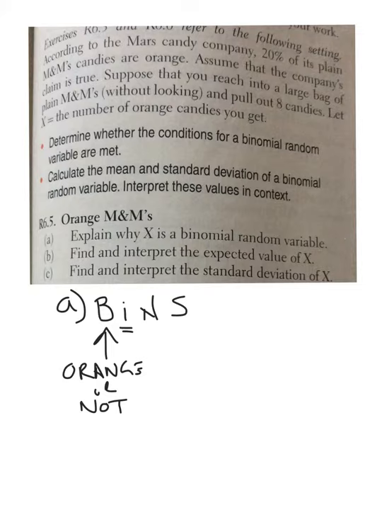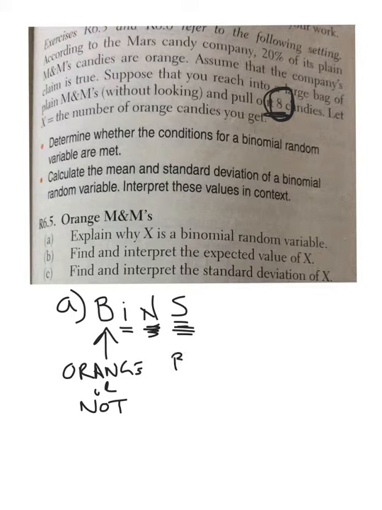Okay, so what we got to do is we got to assume that there's 8 candies getting pulled out, and we're going to assume that there's over 80 candies in the bag, or in our whole population. And the number is we choose 8 candies. That was set beforehand. And then the probability, we're going to say, is roughly the same because of the number of candies we have in the bag. So bins is A-OK. Let's look at the letter B is find and interpret the expected value.